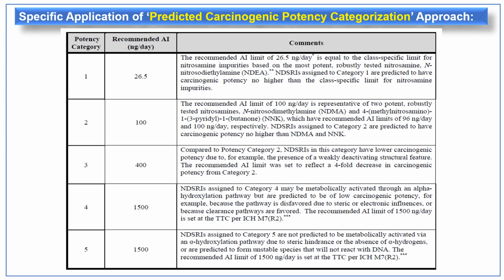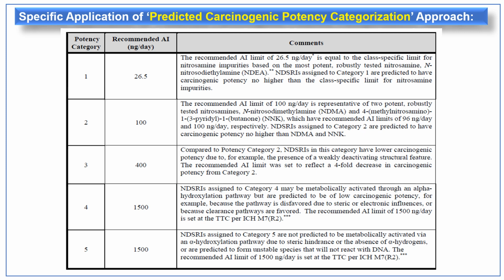So it is based on NDMA, which has a limit of 96.5, and hence this limit has been given to be 100. The category 3 has a limit of 400 nanograms per day, which have a lower carcinogenic potency. The category 4 has a limit of 1500 nanograms per day. These are metabolically activated through an alpha hydroxylation pathway but are predicted to have a low carcinogenic potency.